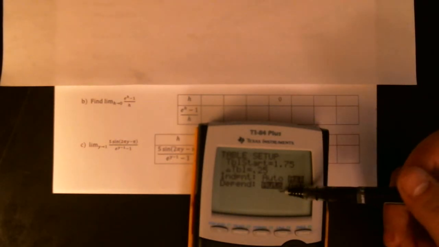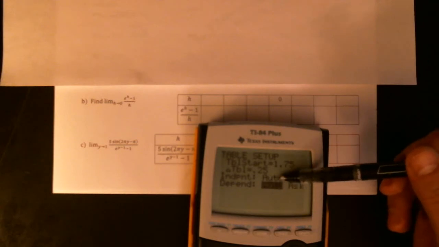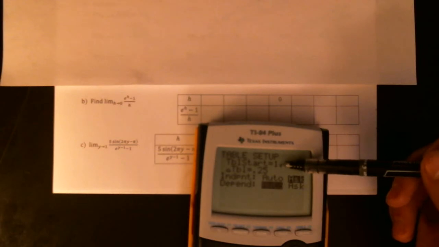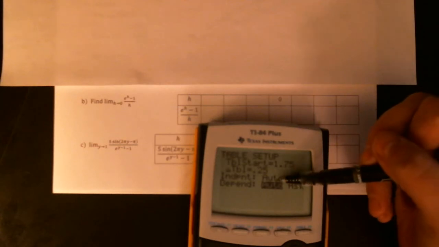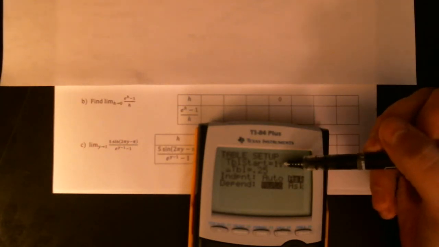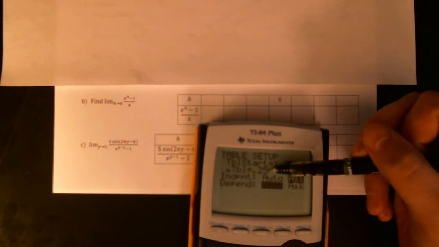So if you don't already have it set up this way, I really like having table set to independent ask and dependent auto. That means I'll type in x values and it'll automatically calculate y's. You could also set them both to auto, and then if you do that, this will actually matter. This will be the x value that you start with, and this will be the steps. So this one is set, if I had this to auto, my first x value would be 1.75, and then 2, and then 2.25, and then 2.5. So you can use that sometimes, but for something like this, I really like picking my own x values.